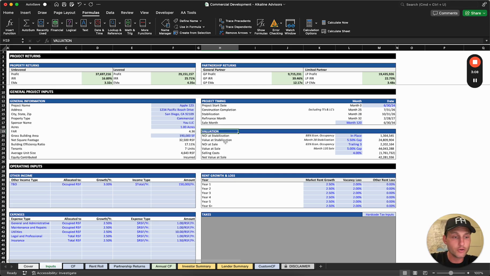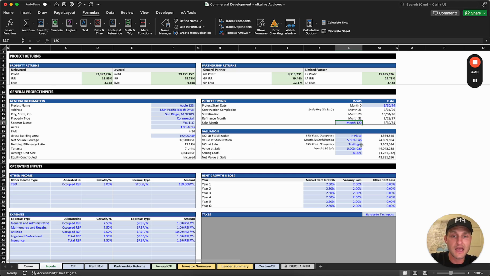So we can choose what net operating income, what NOI are we taking to value the asset given a cap rate at that point of valuation. So stabilization will occur based on other inputs, as we'll get into in a second. And then the sale will occur in month 120. So let's use a sale as example.